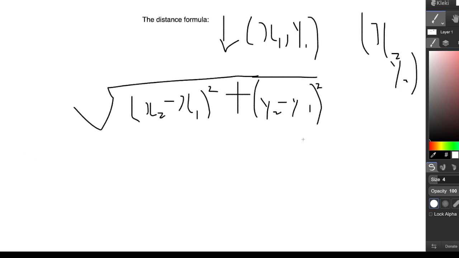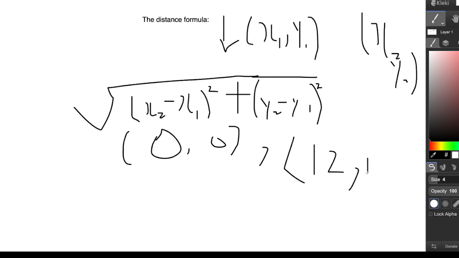Alright? So let's go ahead and practice that. Here's a point, (0, 0), aka the origin of the graph. And another point is (12, 12). So let me ask you guys a question. You can pause the video and think about it if you want. Is the distance between these 2 points 12? Pause the video, let me know. I think it is, or if it's not, what is it? Alright, so is the distance actually 12?